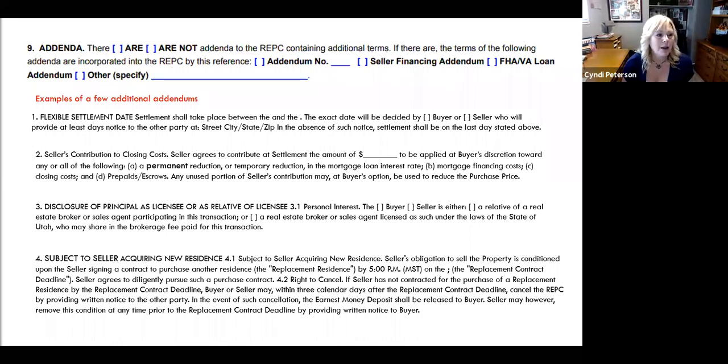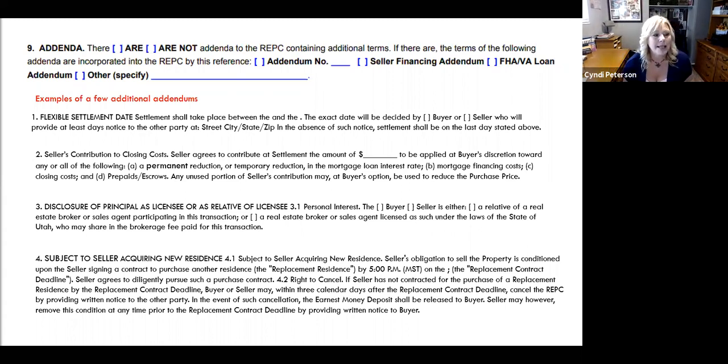Okay, so on number 9, we've got the addenda. Anything that's going to be included with the purchase contract when you're writing the offer, make sure that you are addressing it right here. If you're going to do an addendum number 1, and then your next addendum is number 2, whatever it happens to be. But if there's an addendum that doesn't have a number, or something that needs to be addressed, there are clauses that can be put in each one of them. Make sure that you're addressing whatever it happens to be here.